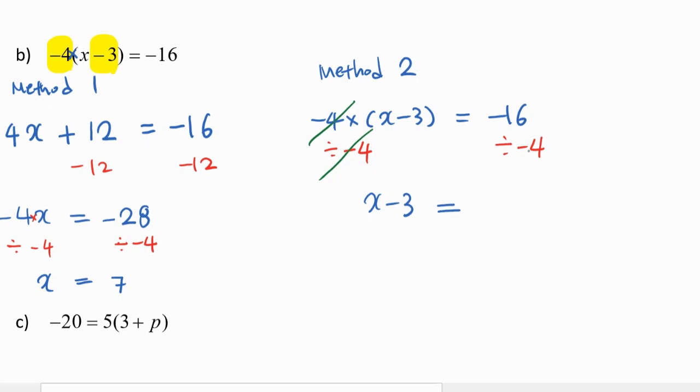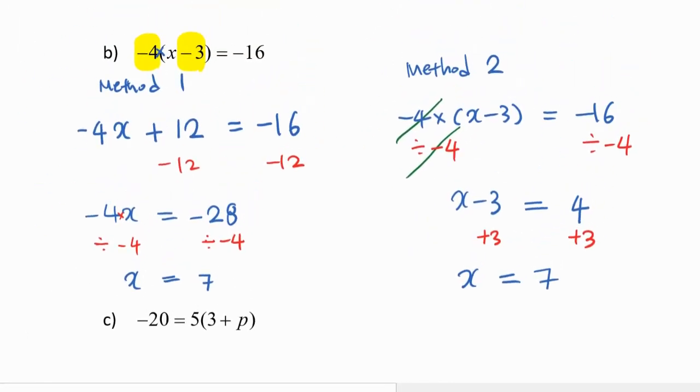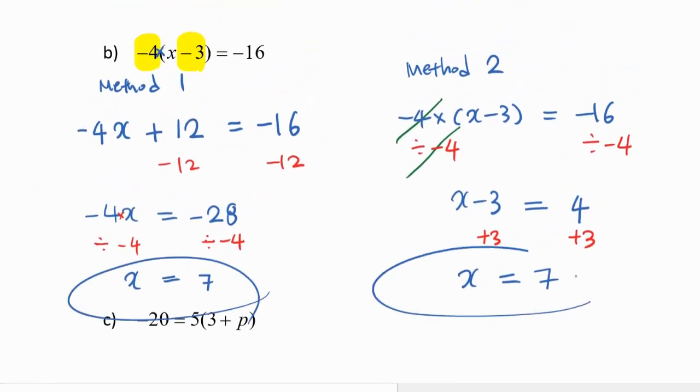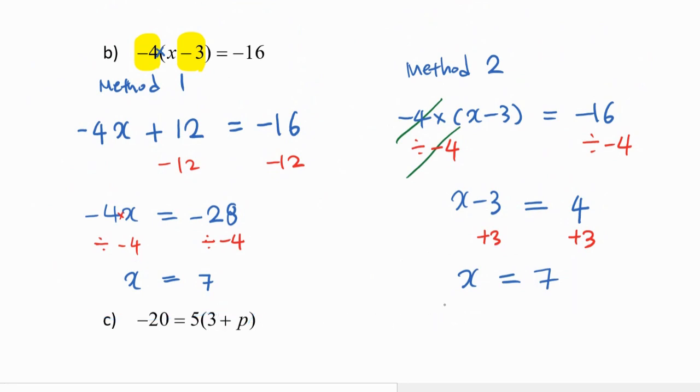Negative 16 divided by negative 4. Negative divided by negative is positive 4. And now we're going to isolate x by adding 3. Then x will be isolated. 4 plus 3 is 7. Again, everyone, either way, we get the same answer. So you should be able to use both method 1 and method 2.